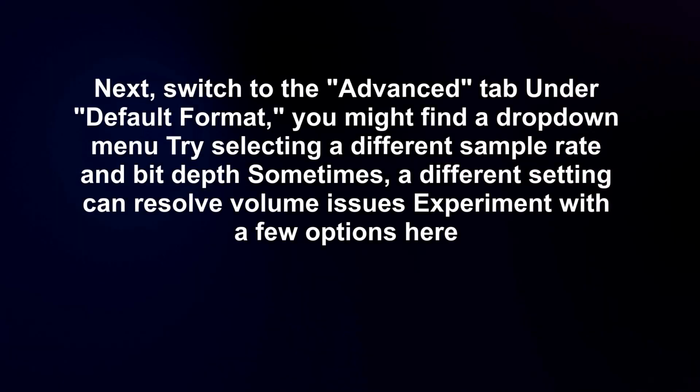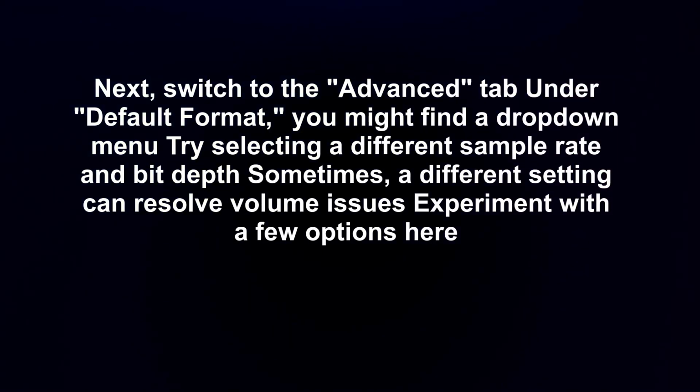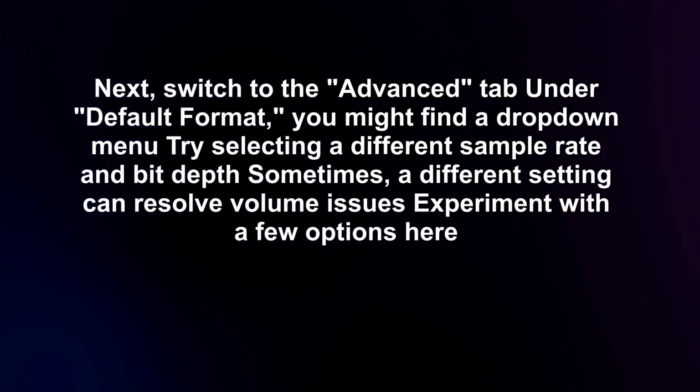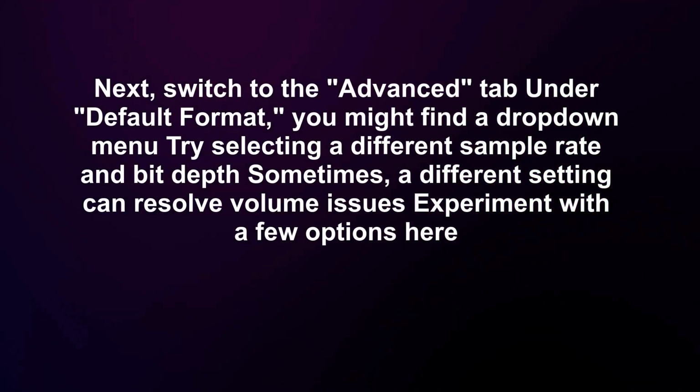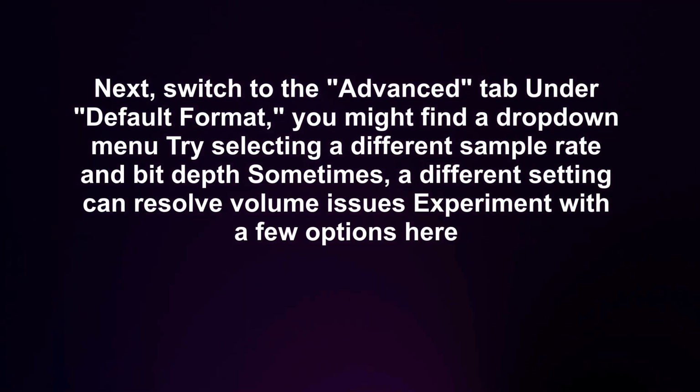Next, switch to the Advanced tab under Default Format. You might find a drop-down menu. Try selecting a different sample rate and bit depth. Sometimes, a different setting can resolve volume issues. Experiment with a few options here.